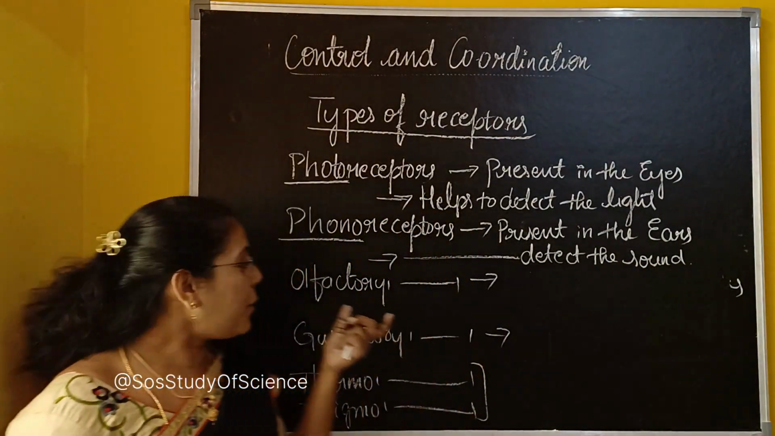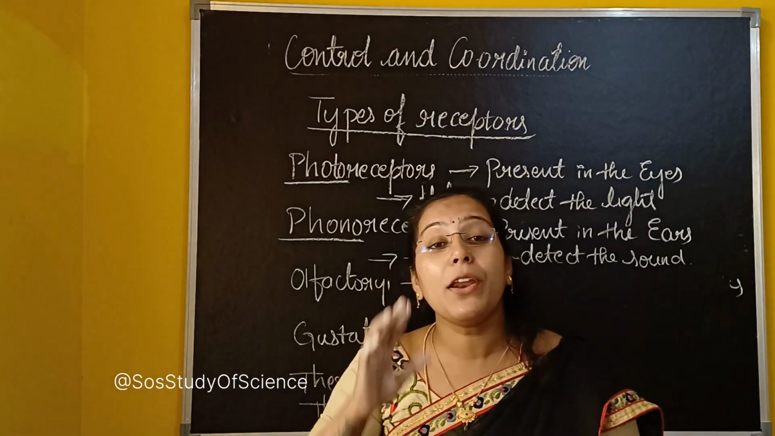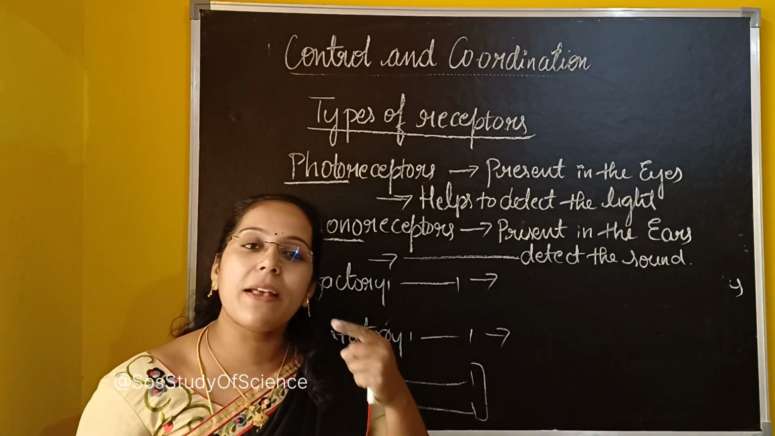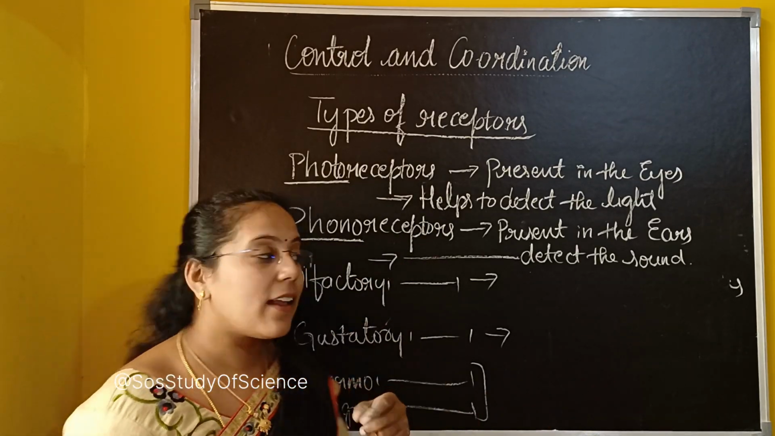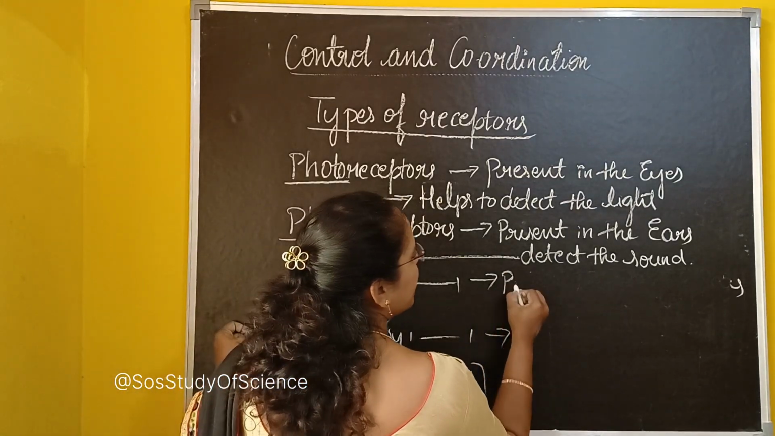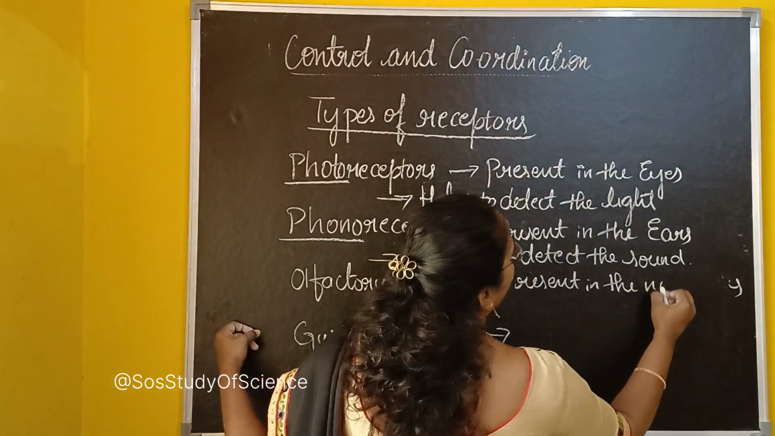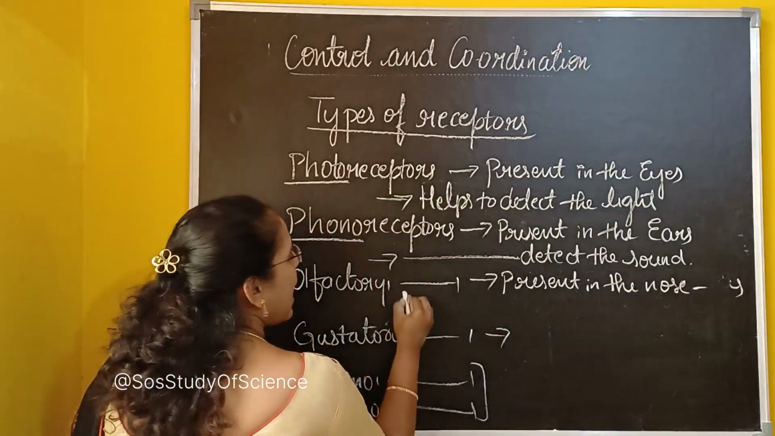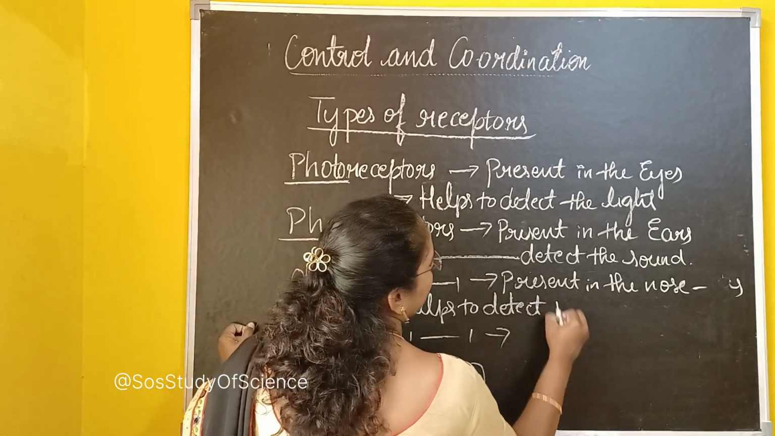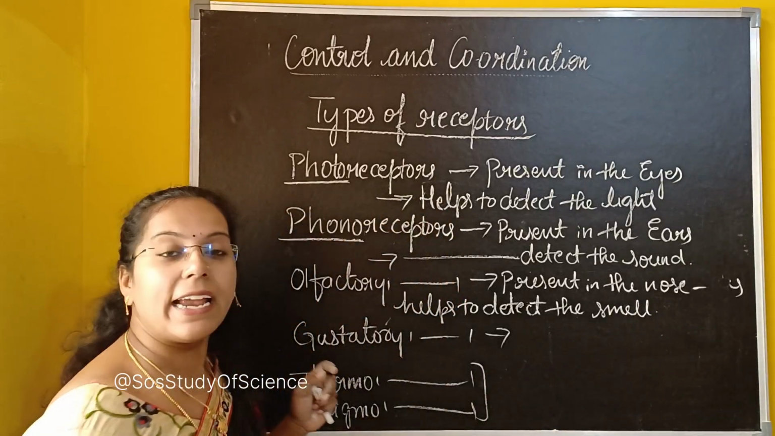Clear? Moving to the next, olfactory receptors. They are present in our nose. What is the purpose of the nose? The nose is there to detect smell. So where is the olfactory receptor present? Present in the nose. You have to write: helps to detect the smell.